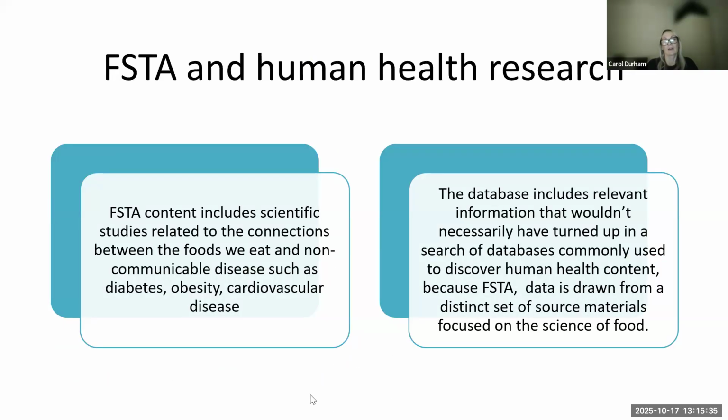So another important area for FSTA is around human health. So we know that people are living longer, but they're not necessarily living in better health. And FSTA includes a wide range of content that helps the users to study that connection between food and non-communicable diseases such as diabetes, obesity, cardiovascular disease, etc. So the database includes relevant scientific information that wouldn't necessarily have turned up in a search of databases that are commonly used to discover health content.